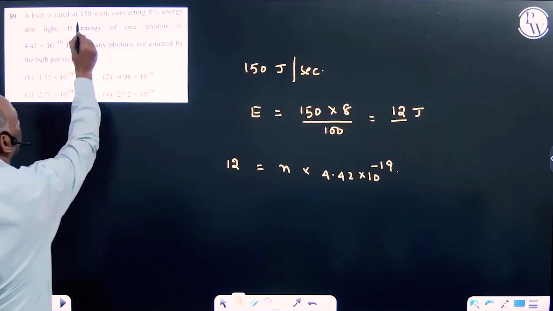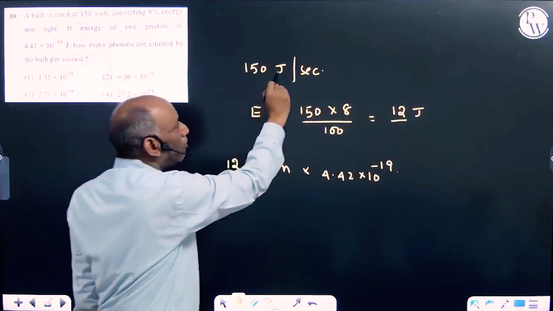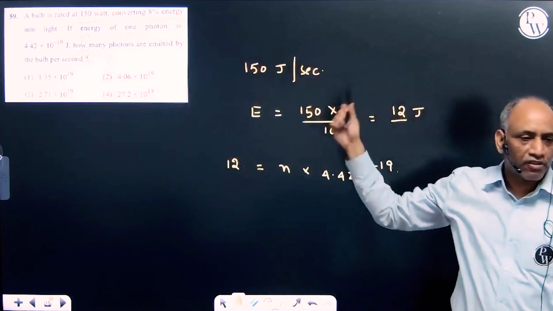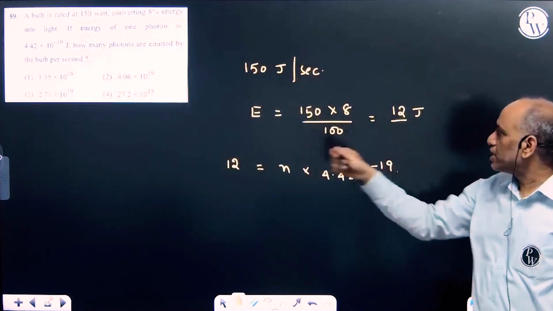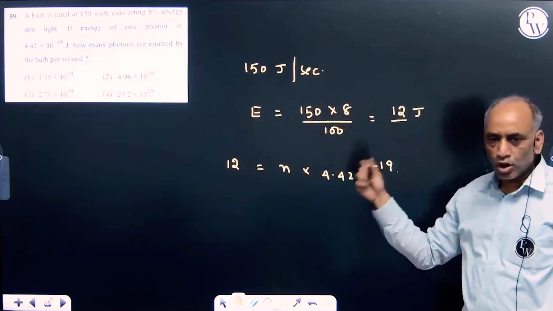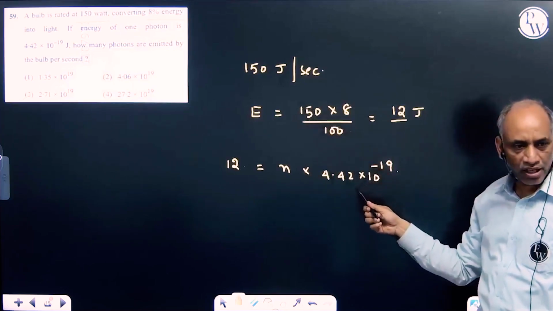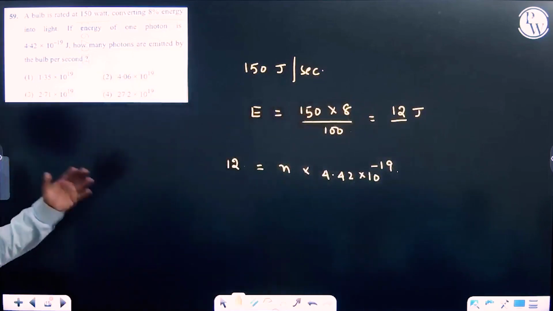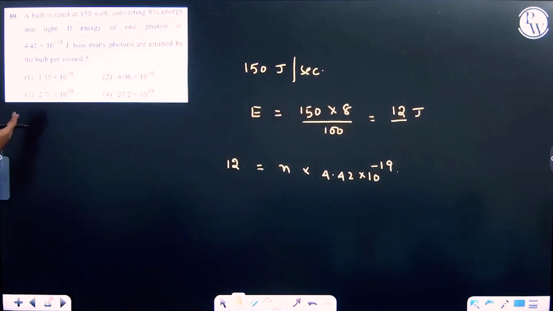150 watt is given, 150 joule per second is the amount of energy it is radiating, but only 8% is converted into light. That means 12 joules of energy. So if each photon has an energy of 4.42 into 10 power minus 19, and you want 12 joules of energy, you will get this and you can go by that.